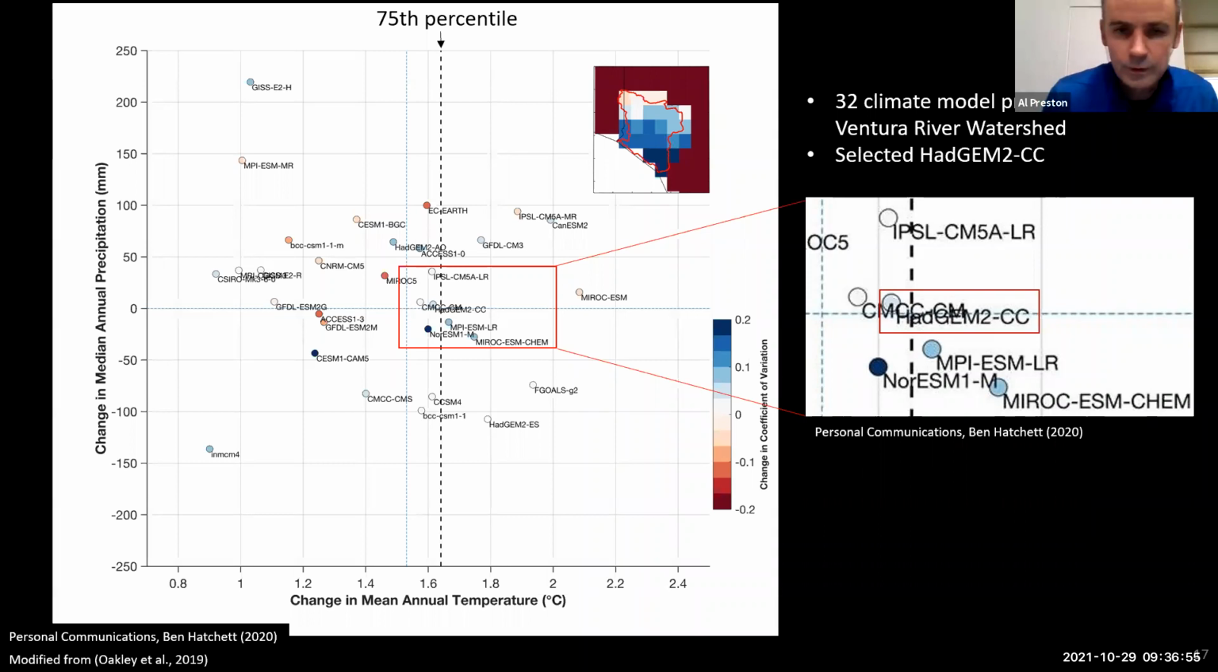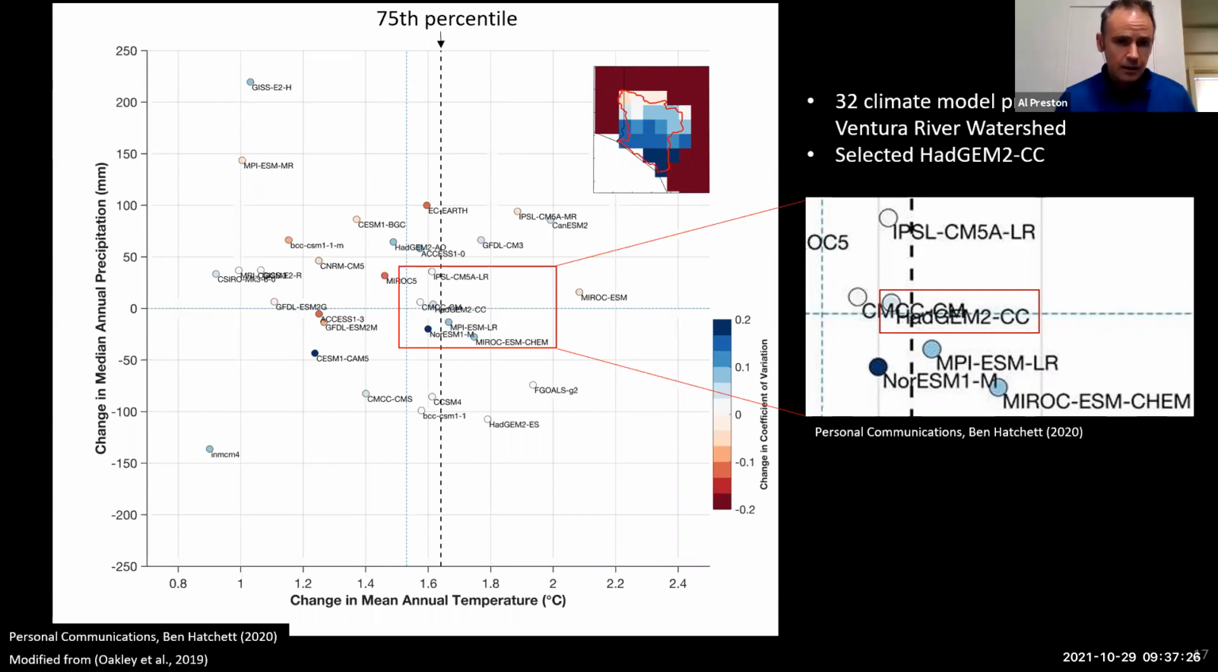Great, thank you, Kevin. Good morning, everyone. This is a plot that Dr. Ben Hatchett produced for us. We're very grateful to him for doing it. It looks at results of 32 different climate models, downscaled specifically to the Ventura River watershed. That's one of the reasons we wanted to use this approach, because with Ben's cooperation we can dig in and get the results we need to modify our model.